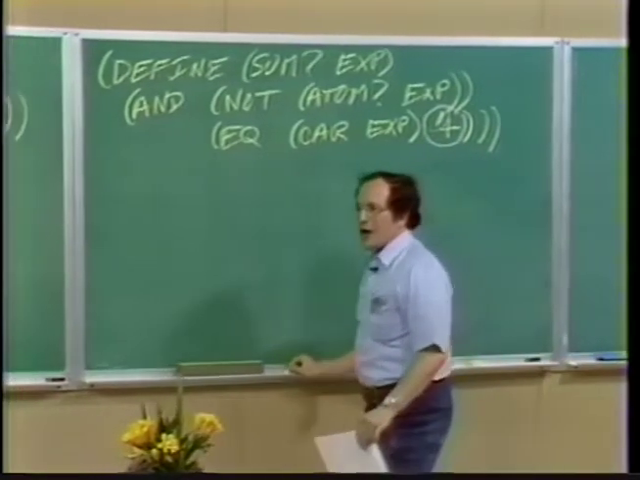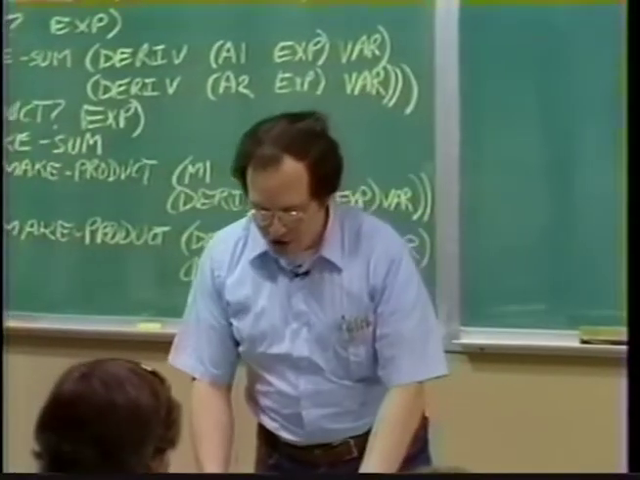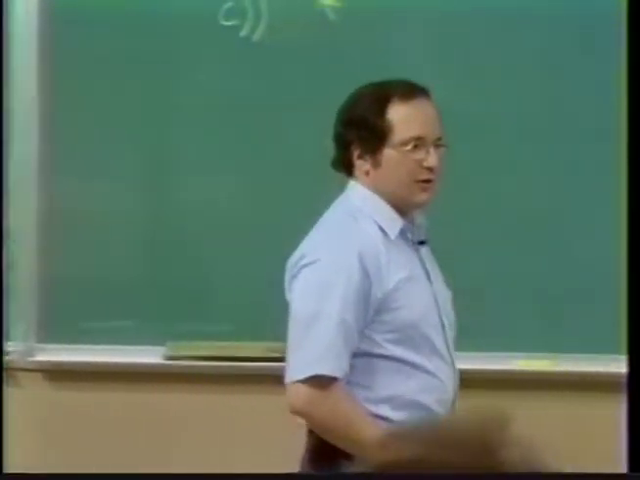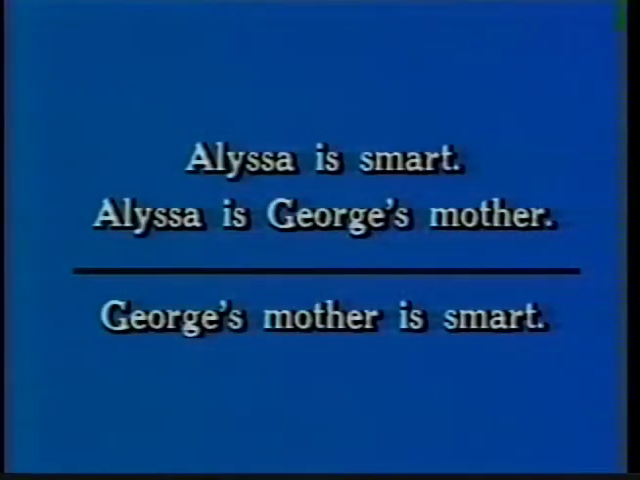Now, before I go any further, I want to point out that quotation is a very complex concept. And adding it to a language causes a great deal of trouble. Consider the next slide. Here's a deduction which we should all agree with. We have Alyssa is smart, and Alyssa is George's mother. This is an equality. Well, from those two we can deduce that George's mother is smart, because we can always substitute equals for equals in expressions. Or can we?